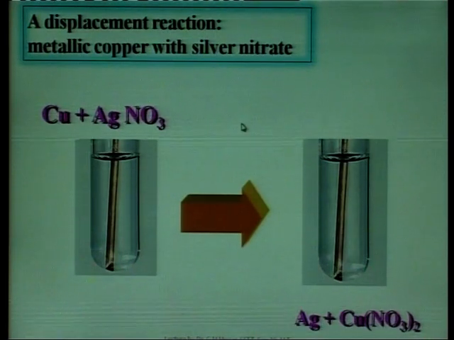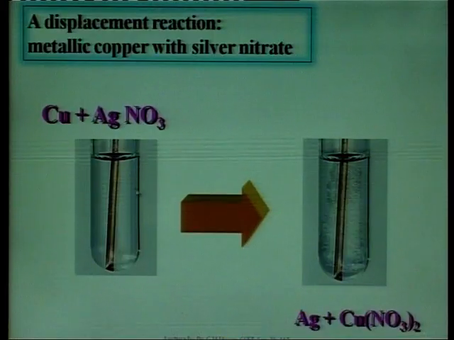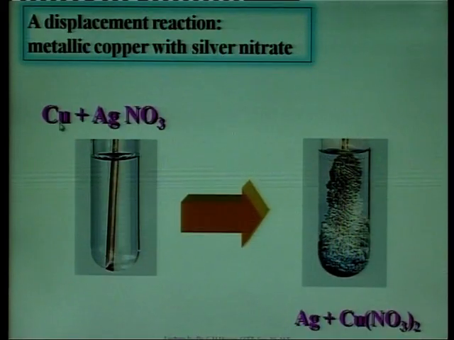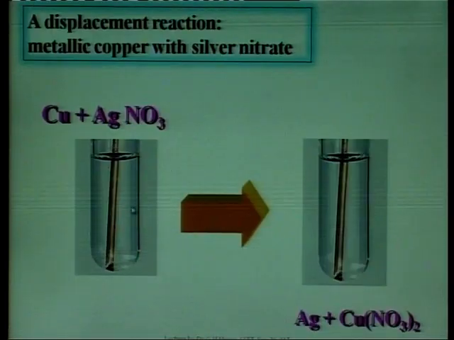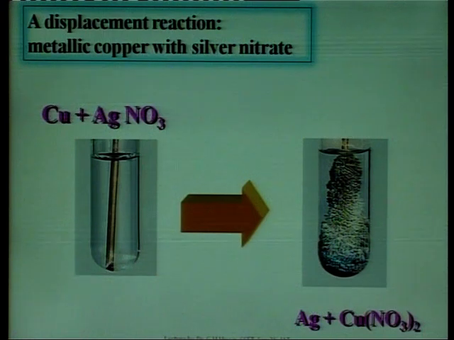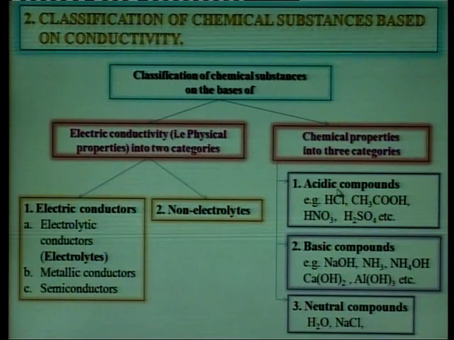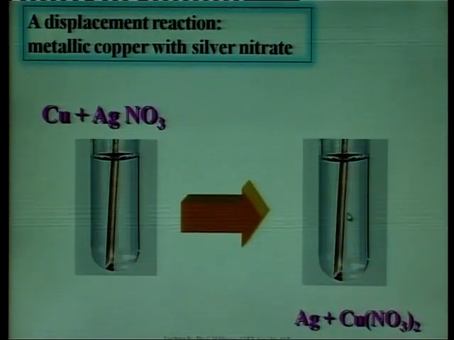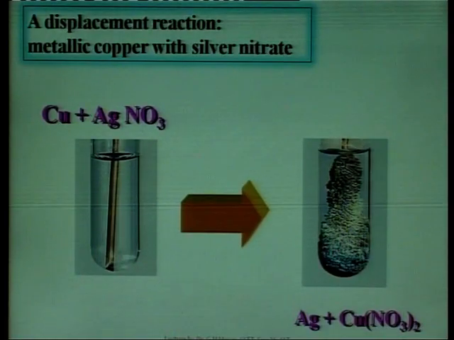You must have seen some displacement reactions. Here is one displacement reaction which also involves oxidation-reduction processes. For example, metallic copper is dipped in silver nitrate solution. This is Ag plus, the salt of silver, and this is Cu, elemental copper. If you dip copper in the silver nitrate, you can notice a deposition of the silver on the copper rod.